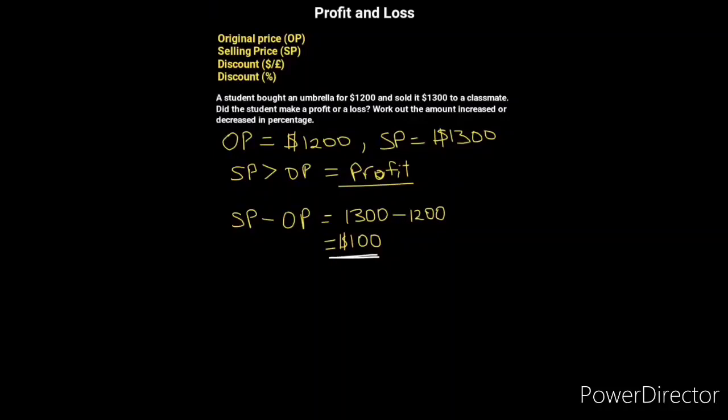And to find our percentage, we need to divide 100 by our original price $1,200. And we need to multiply that by percentage, which is 100. Simplifying that, we can now have 100 multiplied by 1 divided by 12, which would equal to 8.33%. This means that we made a profit of 8.33%.